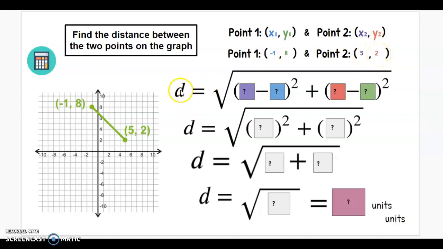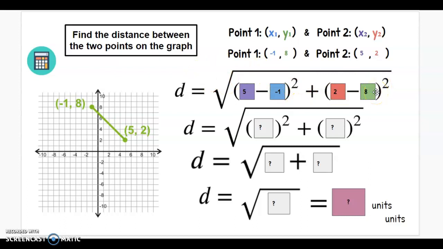Now for the formula, because it's distance equals the square root of x2 minus x1, so my purple point is my x2 point, 5, and my x1 is my blue point, negative 1. And so I put the x's together, but I have to do x2 first and then x1. And then I put my y, so my red point is 2. So that's y2, and then I'm going to subtract y1. So my green point is 8. Now I've set up my problem correctly.